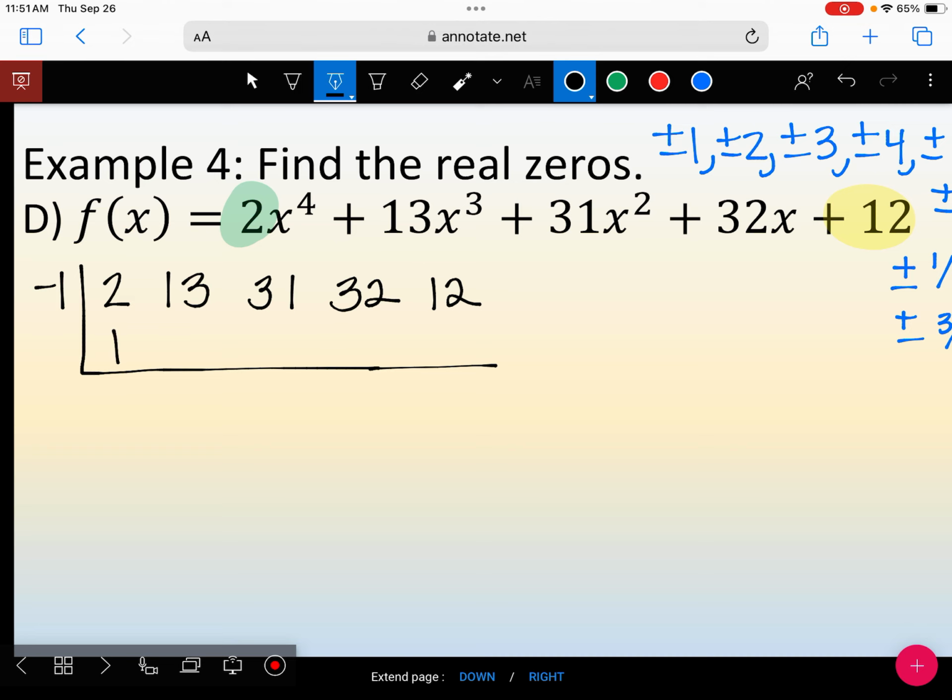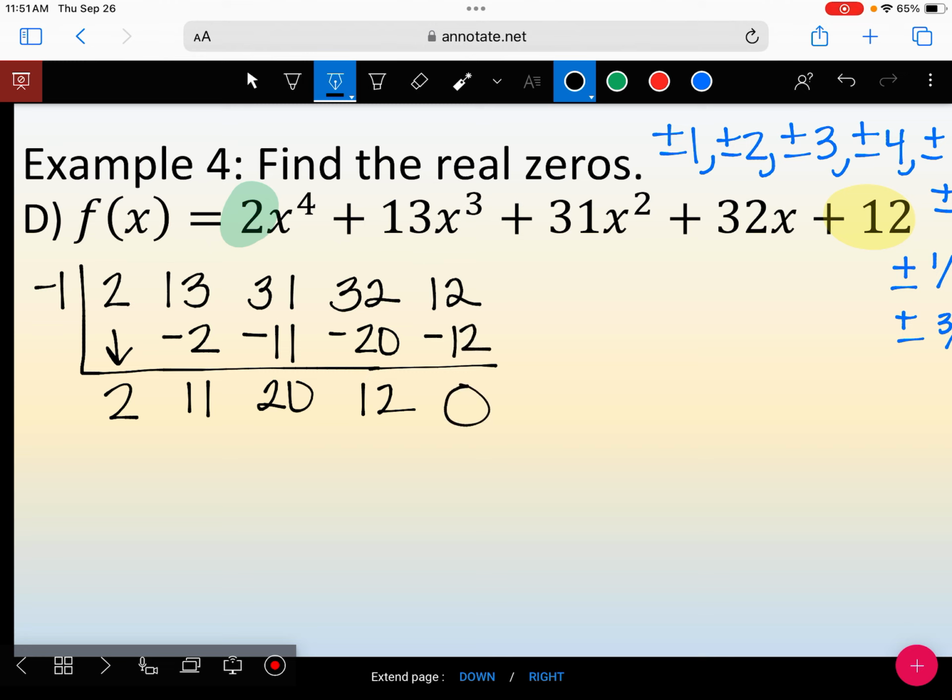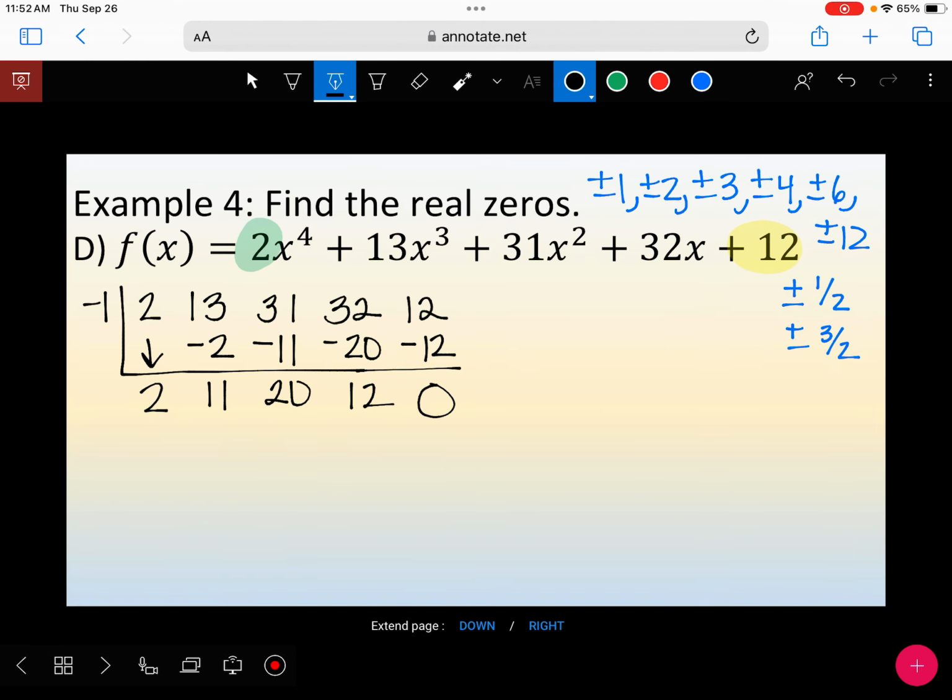So we're going to bring down the first number, multiply, add, multiply, add, multiply, add, multiply, add. So our first solution that we got is -1. And how did I know that was -1? Yeah, we ended with a 0. Let me go ahead and take this off.